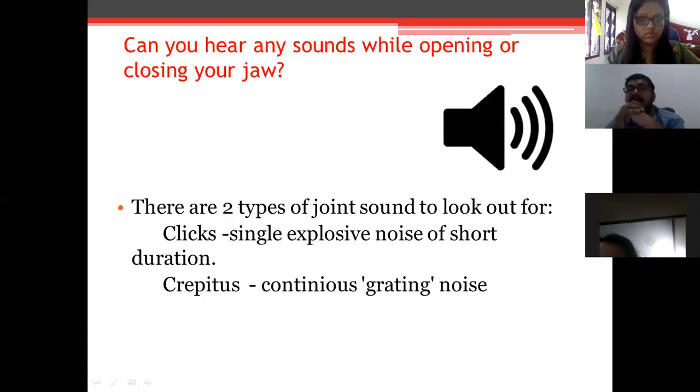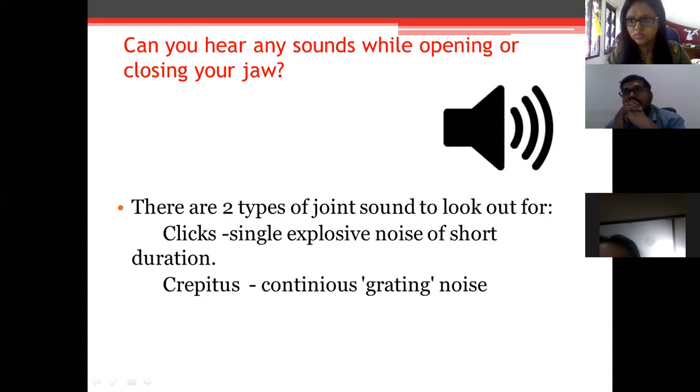And another thing, can you hear any sounds while opening or closing the jaw? Most of the patients, one reason they approach a dentist is this: when they have a loud clicking sound while opening the mouth. That's the only time the patient will approach a dentist. I don't think they would for neck pain, shoulder pain, back pain, or headache. They will never approach a dentist for those.